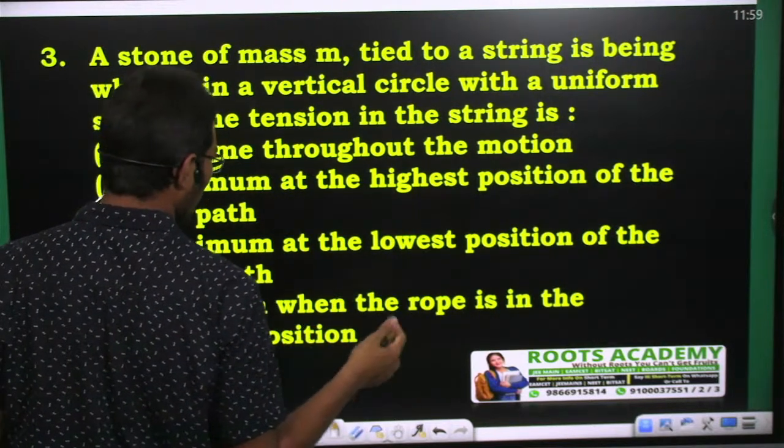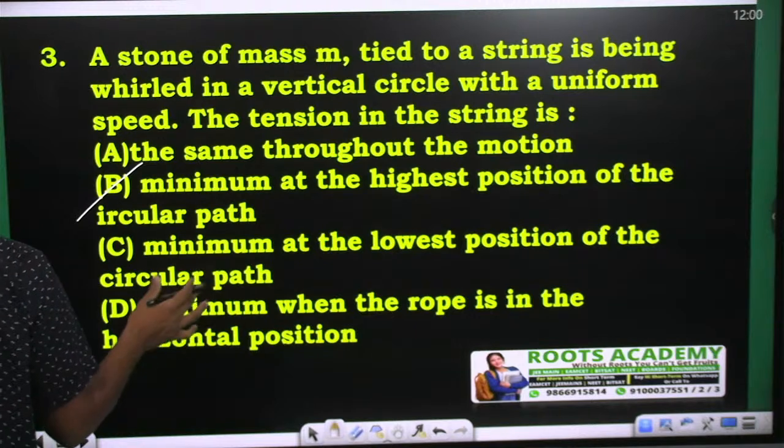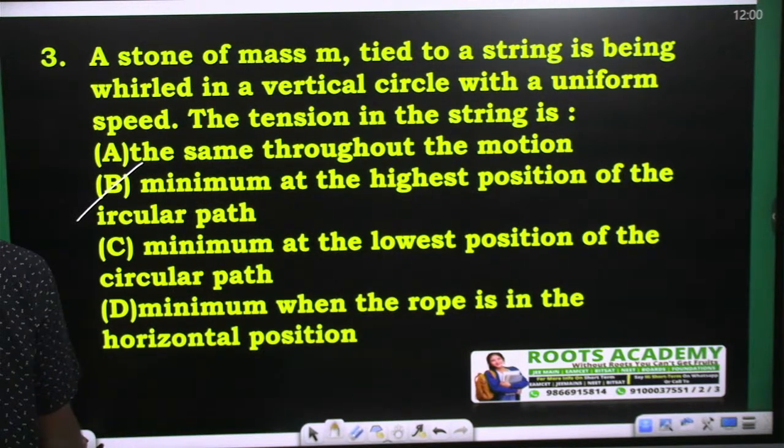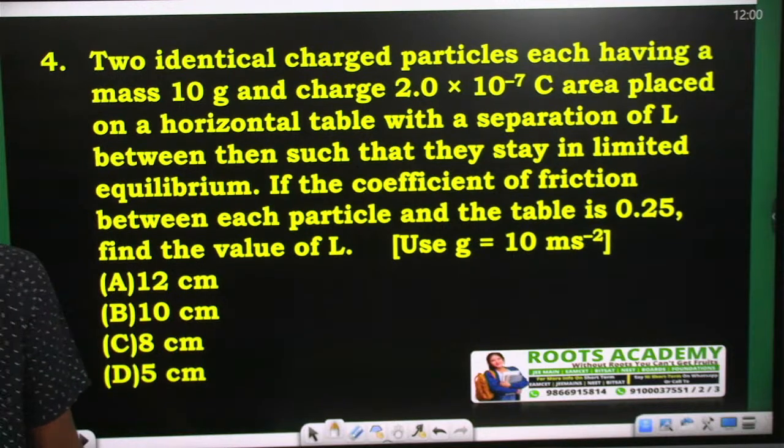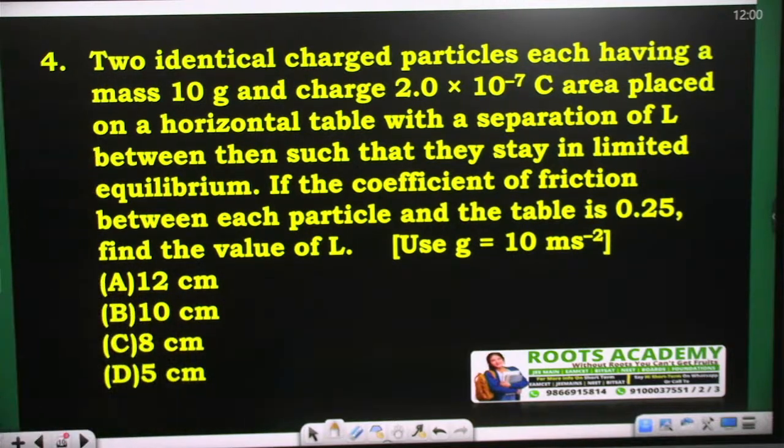See, the questions are of a bit low standard. This question is a bit low standard. So let's look at other questions as well. Question 4. Come on, people watching online, comment your answers.